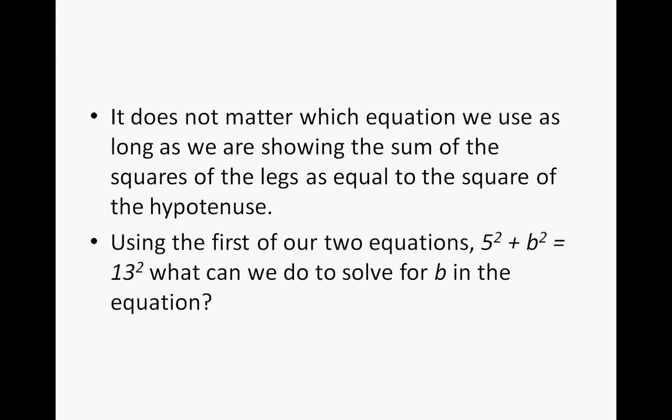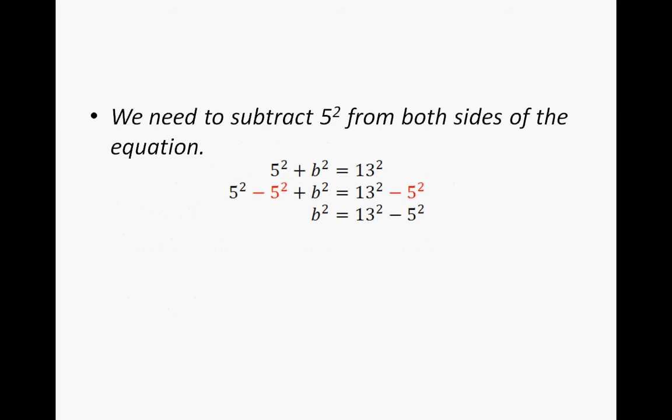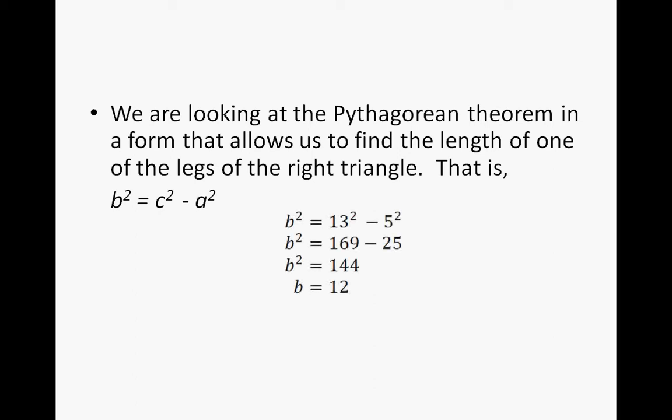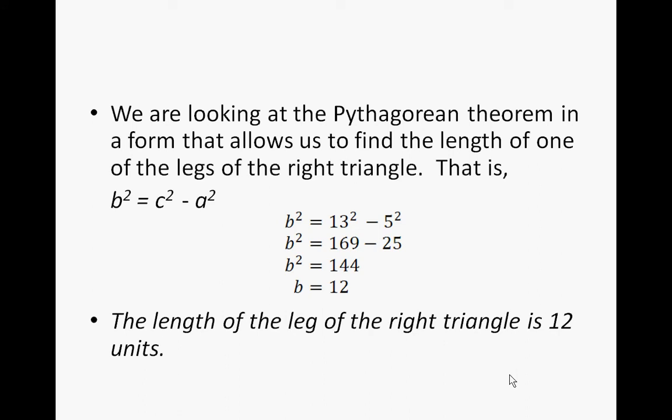So using the first of our 2 equations, 5 squared plus b squared equals 13 squared, what can we do to solve for b in the equation? Well, we need to subtract 5 squared from both sides of the equation. So we end up with b squared is equal to 13 squared minus 5 squared. When we're looking at the Pythagorean theorem in a form that allows us to find the length of one of the legs of the right triangle, we want b squared is equal to c squared minus a squared. So therefore, b squared is equal to 13 squared minus 5 squared, which is 169 minus 25, which is 144. Well, we do know that there's a perfect number that we can multiply by itself to get 144, and that is 12. So the length of the leg of the right triangle is 12 units.